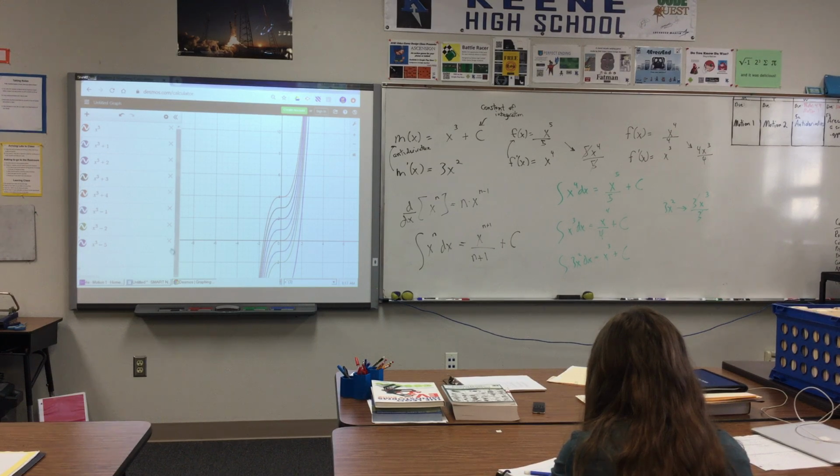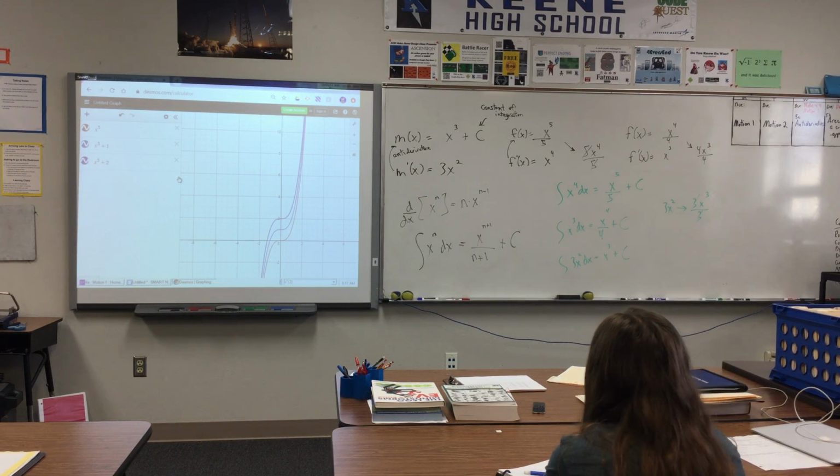Wouldn't it, since can't the constant be like a decimal too? Oh yeah, exactly. So wouldn't that mean that some of them would be infinitely close to each other?